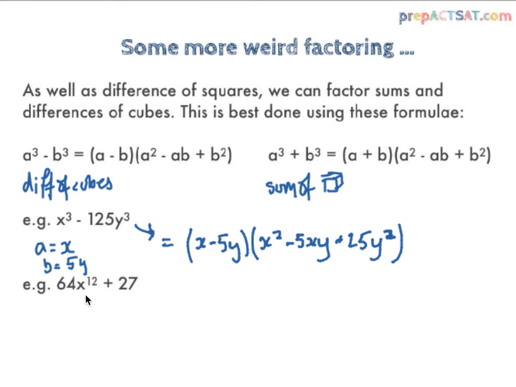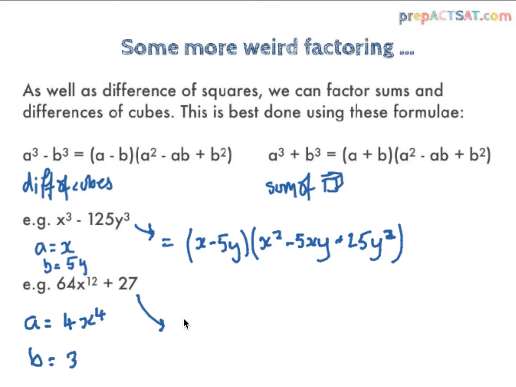Okay, this one's a bit harder. This is a sum of cubes. So the a term is the cube root of this stuff. So the cube root of 64 is 4. The cube root of x to the 12 is x to the 4. So remember that we are dividing, so we'd be subtracting. Basically, I'm thinking that 3 4s add to make 12, which is how I know that that's the cube root. In the b term, the cube root of 27 is 3.